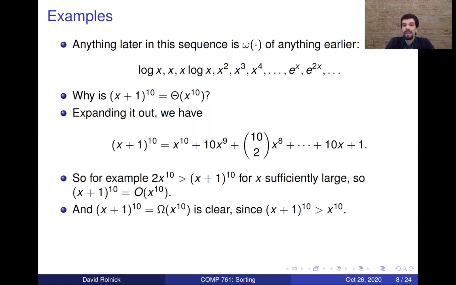So yeah, if x is very large, it's between x to the 10 and 2x to the 10. It's also between x to the 10 and like 3x to the 10 or 10x to the 10 or 1.5 or 1.0001 x to the 10 will also be asymptotically bigger than x plus 1 to the 10. This has to be any number bigger than 1 for this to be true.